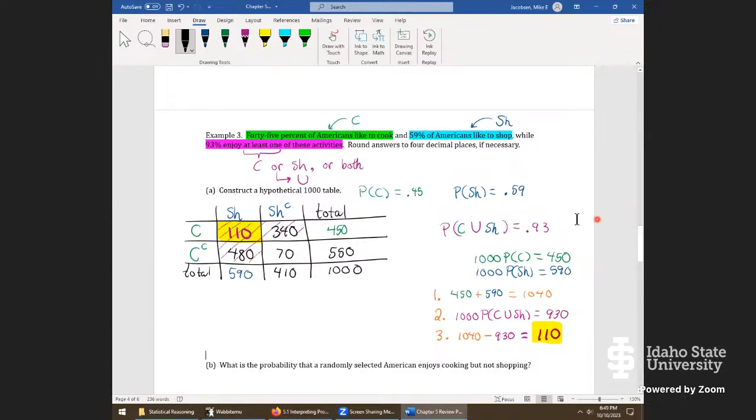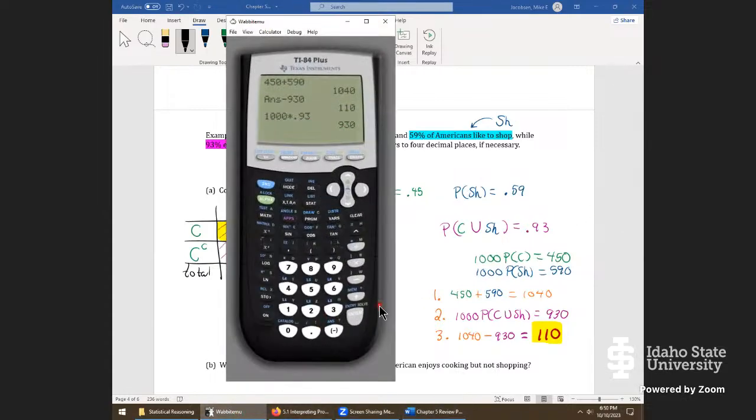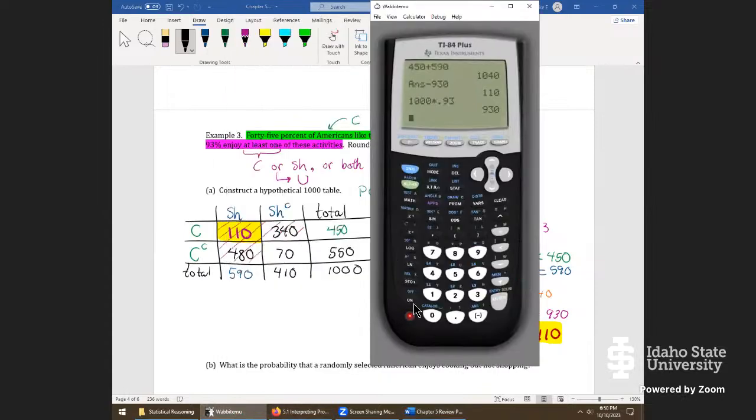Now, if this is a real exam, I would do this as well. Add 110 and 340. Doing it in the calculator specifically because I did this as mental arithmetic and I'm not great at that. I want to make sure I get 450. Take 480 plus 70. That one should be easier, 550. Then 590 plus 410 gives us the 1,000 we're expecting.